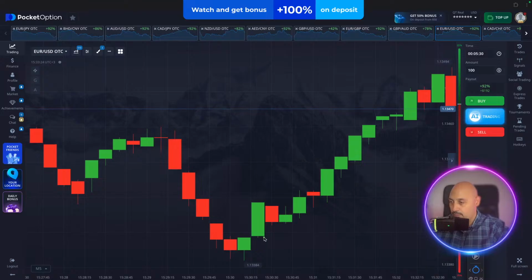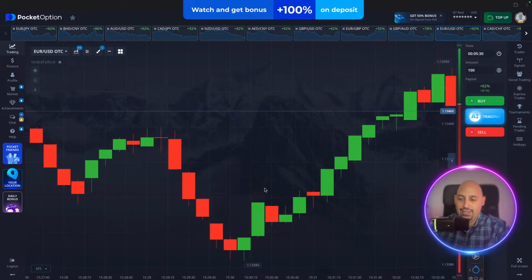It doesn't zoom anymore, but nevertheless, here is my opening price. The wick is my low. Here is my closing price. So this is how you technically read the Japanese candlestick, but there's a lot more information to it. So green candles, of course, mean bullish. Red candles mean bearish. Simple as that.